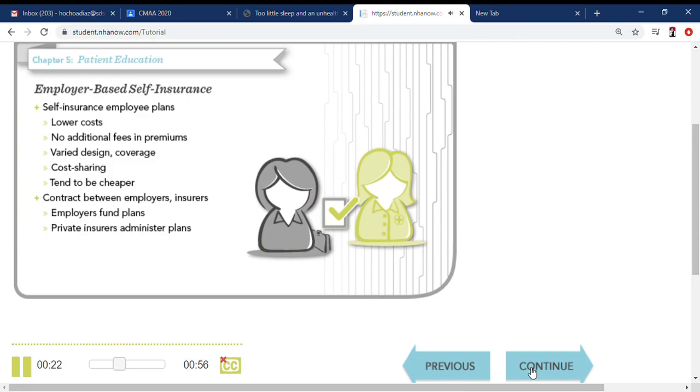Employer-based self-insurance plans vary in design and what services the plans cover. Many have a cost-sharing feature, where money comes out of employees' paychecks each pay period. Because of economies of scale, costs of employer-based health insurance plans tend to be lower than those that individuals purchase. Many self-insured employers strike contracts with private insurers. Under these contracts, employers fund the plans themselves, and the private insurers administer the plans for the employers.